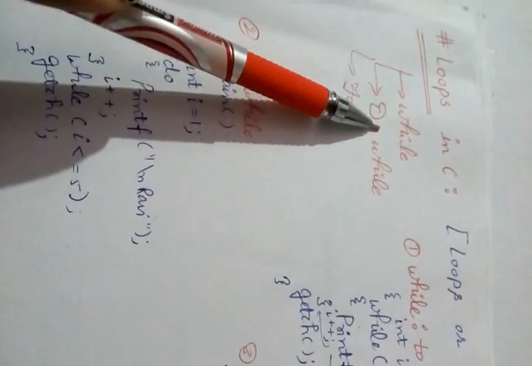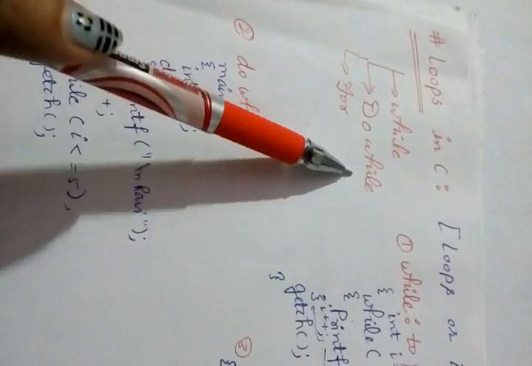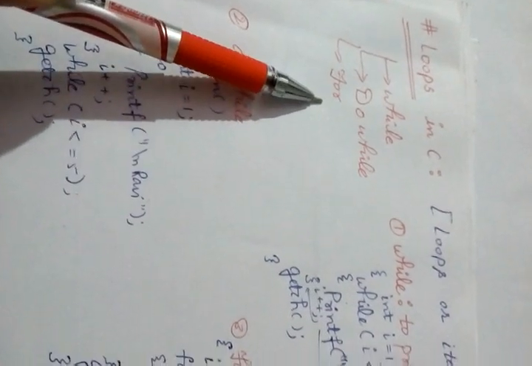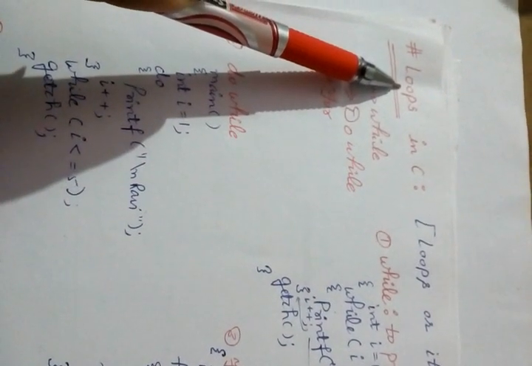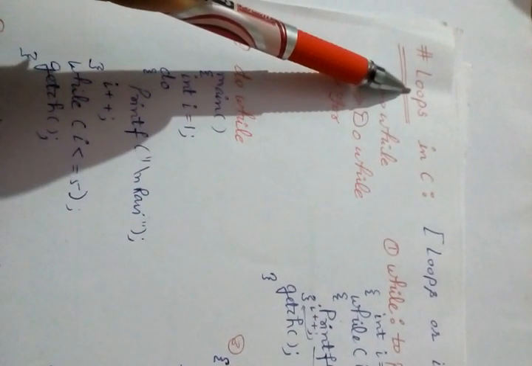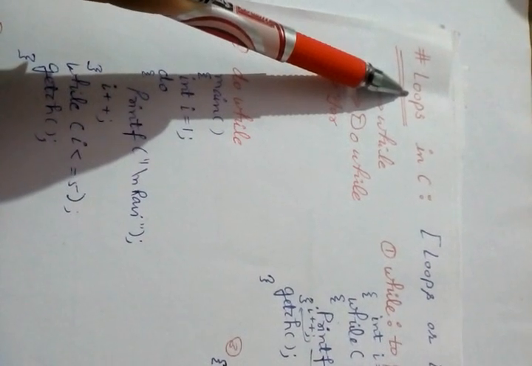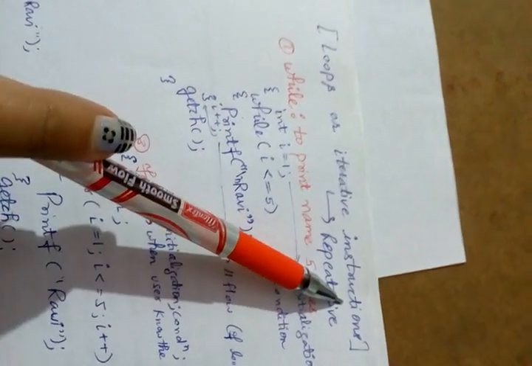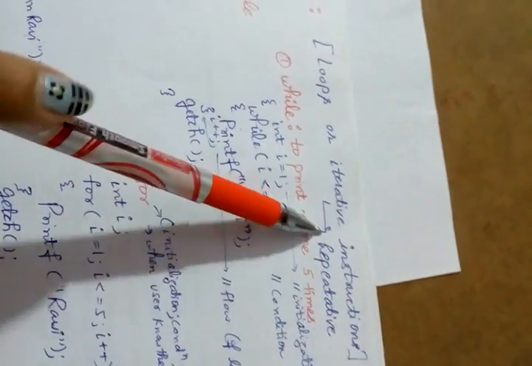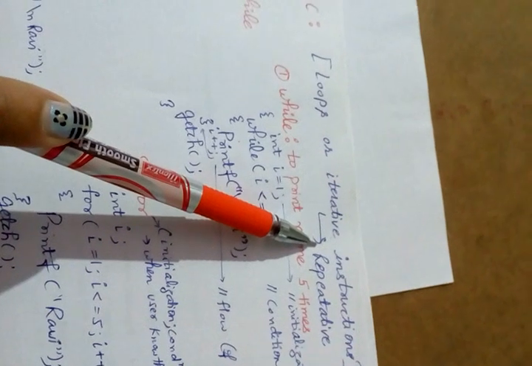Loops are of three types: while, do while, and for loop. If we talk about a loop, it means something that is in repetitive form, or in technical terms, we can call it iterative instructions. It means the instruction that is repeating for a certain time.